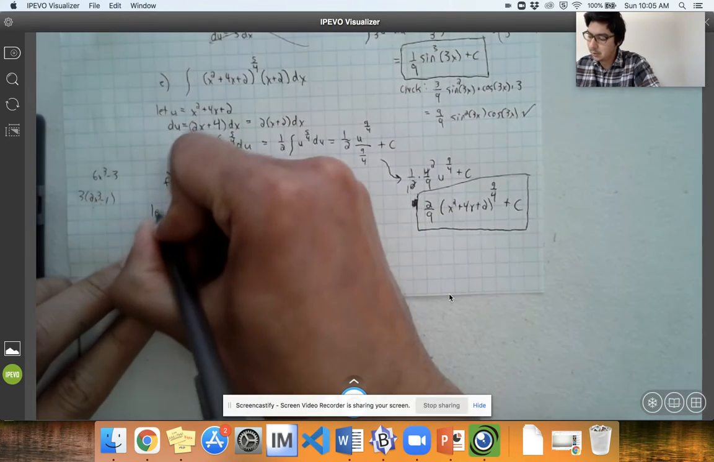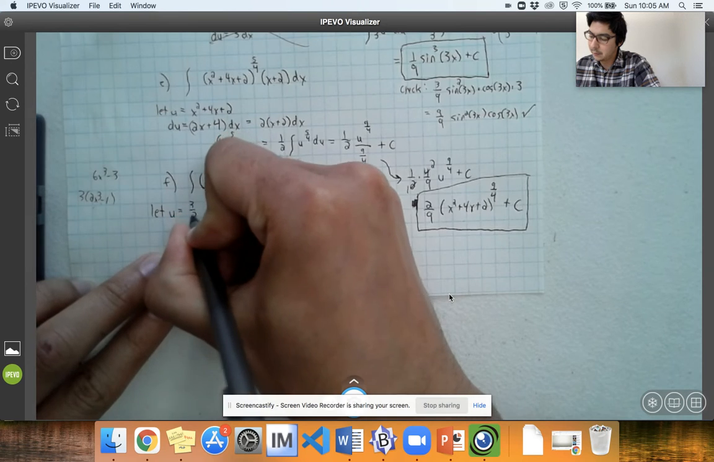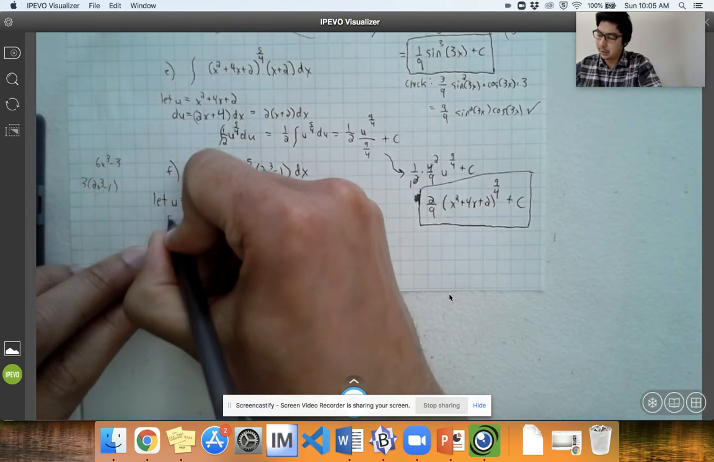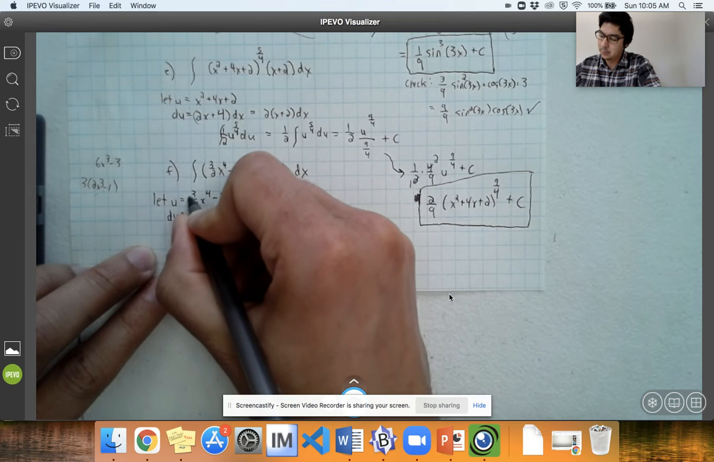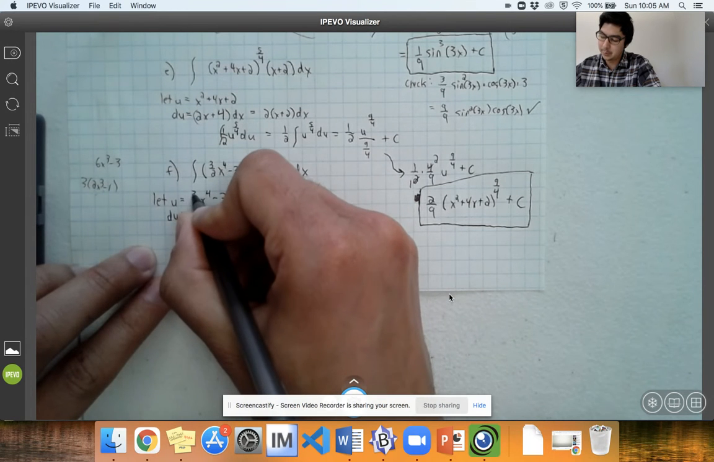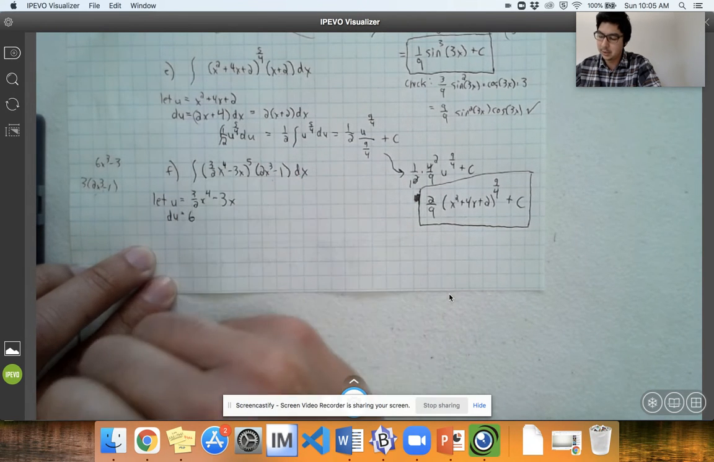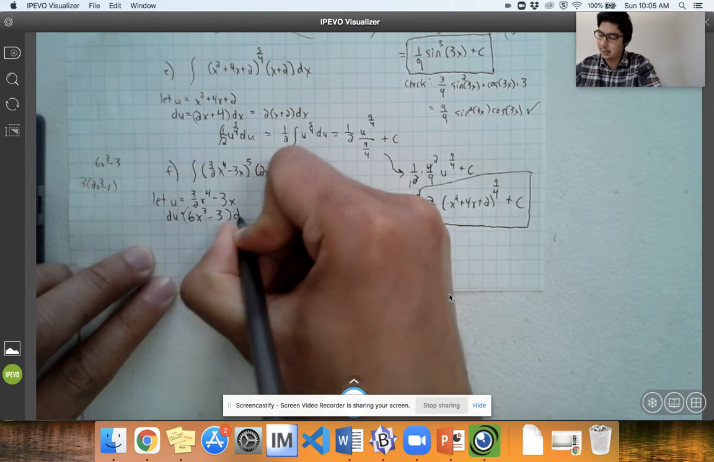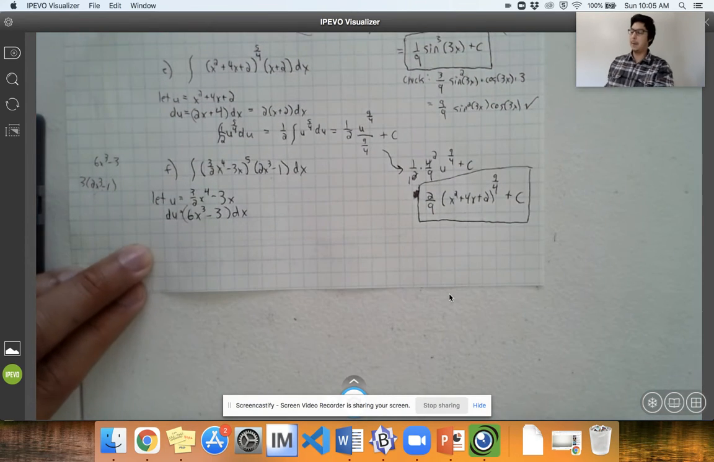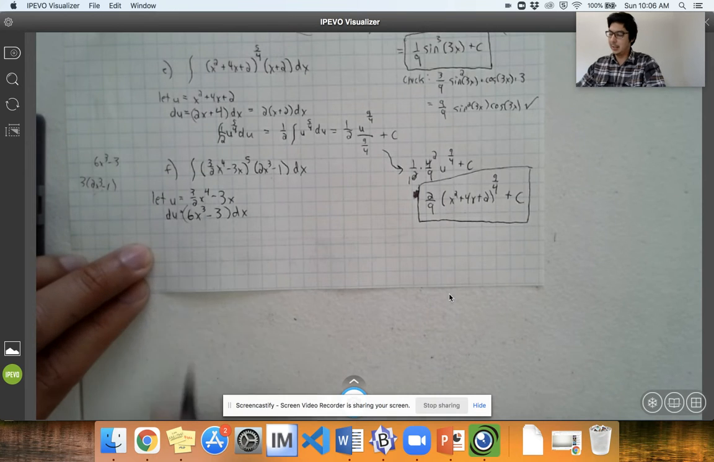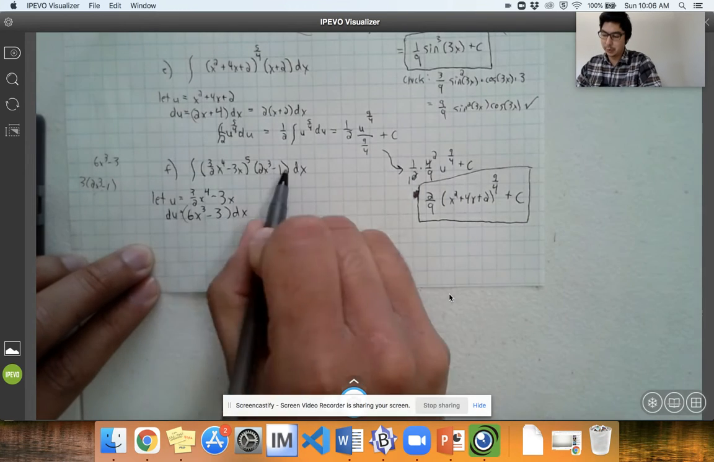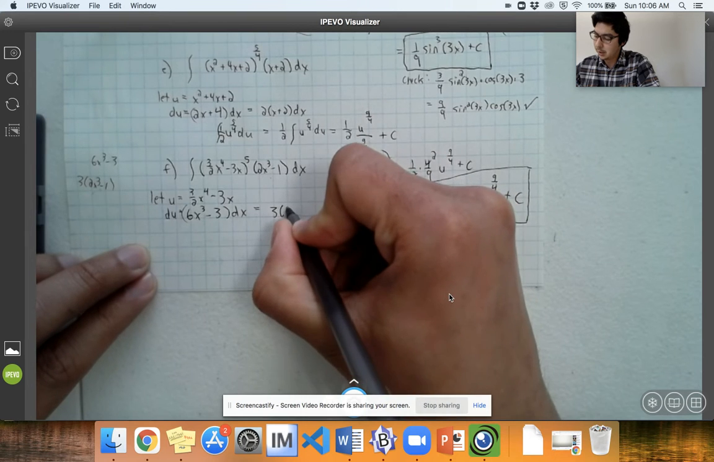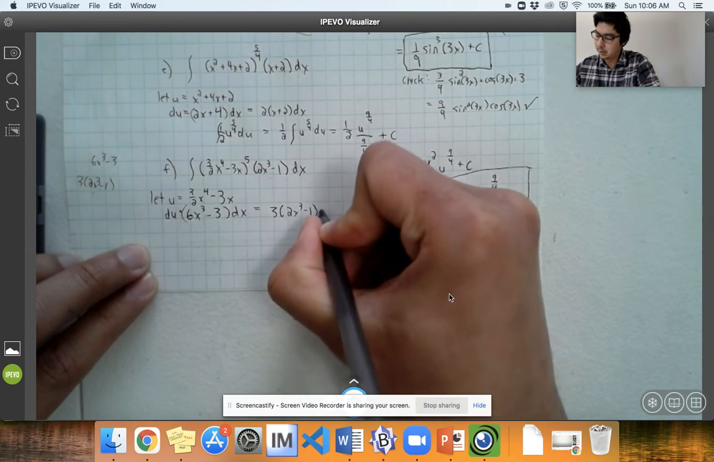So let's let u equal 3/2 x to the fourth minus 3x. So then when we take the derivative of this, bring the 4 in front, you get 4 times 3, which is 12 over 2, which is just 6, x to the third minus 3, and all of that dx. Okay. And then again, if that doesn't help you see how this is the original integral, let's pull out a 3 and write this as 3 times (2x to the third minus 1) dx.